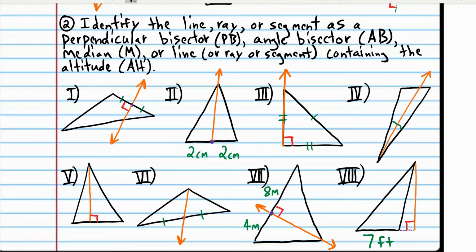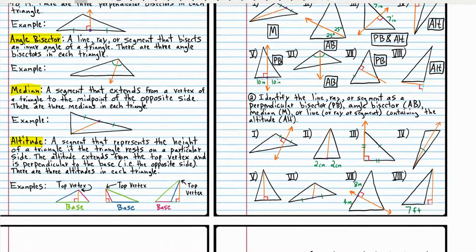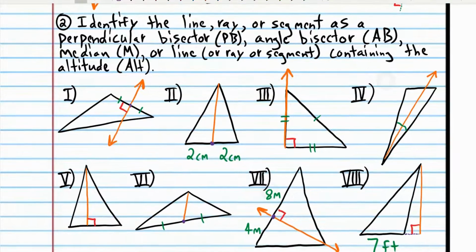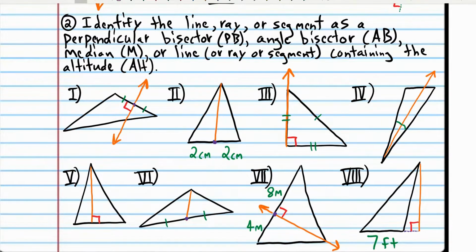All right, we're back. If you said perpendicular bisector, you're correct. It's perpendicular. It has the red box, and it bisects this side because this length is equal to this side length. And over here we have a median. If you said median, good job, because it bisects this side. So go ahead and try number 2, and when you come back, we'll do it together.